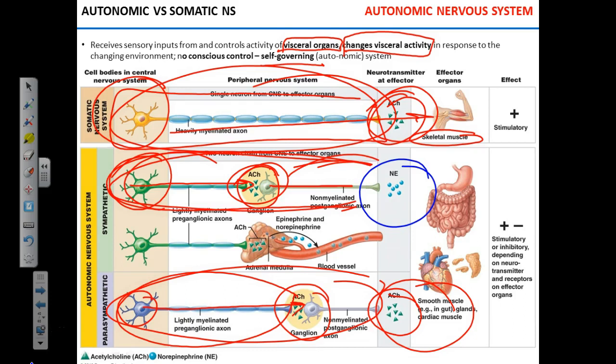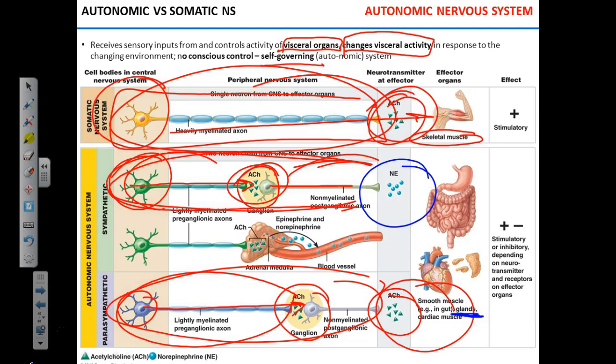Does anyone know the old term for adrenaline? Yes, norepinephrine used to be called adrenaline. Okay. Does that make sense? And you can see the effectors of the autonomic nervous system: smooth muscle, cardiac muscle, and glands, like the pancreatic gland, for instance.